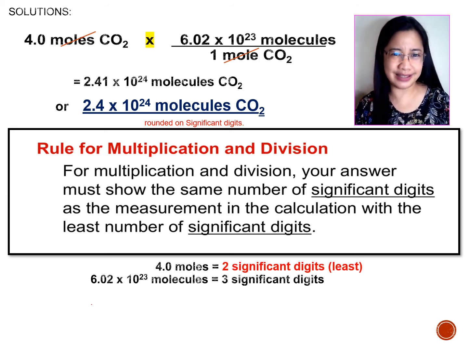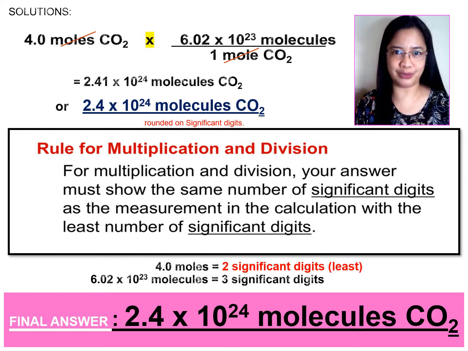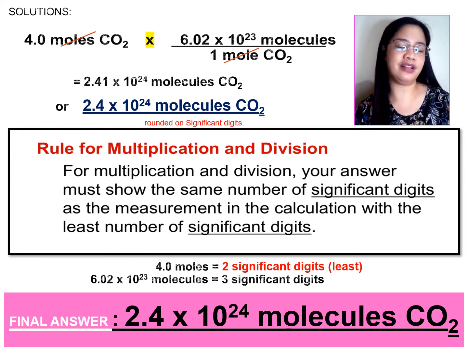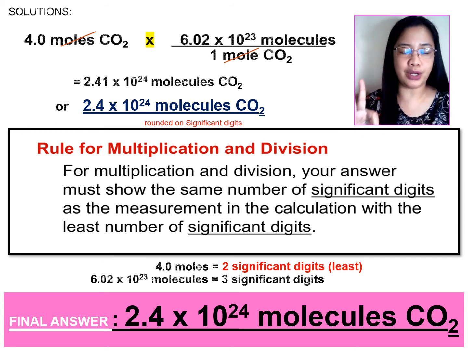Now let's examine the given. How many significant figures are there in each given? So we have here the given 4.0 moles of carbon dioxide, and if you can see, 4.0 has two significant figures. Then another given is Avogadro's number, which is equivalent to 1 mole of carbon dioxide in our sample problem. So 6.02 has three significant digits.